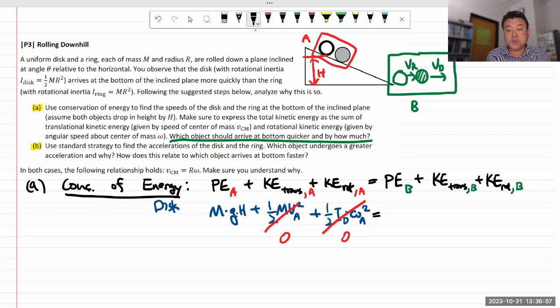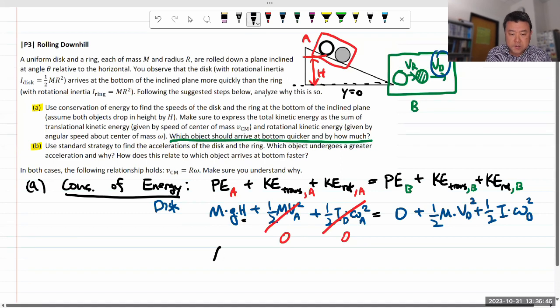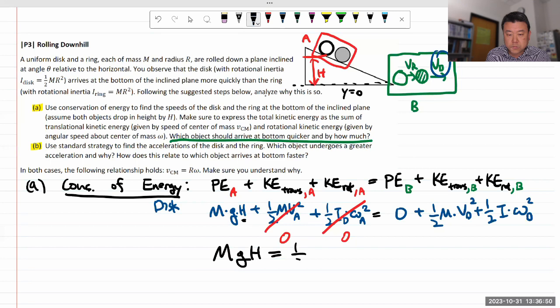So all of this should equal the final energy. By specifying the initial height as H, I have implicitly defined the bottom position as y equals zero, so my gravitational potential energy at that point will be zero. Plus, now I need the translational kinetic energy, 1/2 m times the symbol for speed I'll be using, vd squared, plus 1/2 rotational inertia times angular speed squared. So let me write down the simplified version: mgh is equal to 1/2 m vd squared plus 1/2 I omega d squared. And let me do some in-place simplifications.